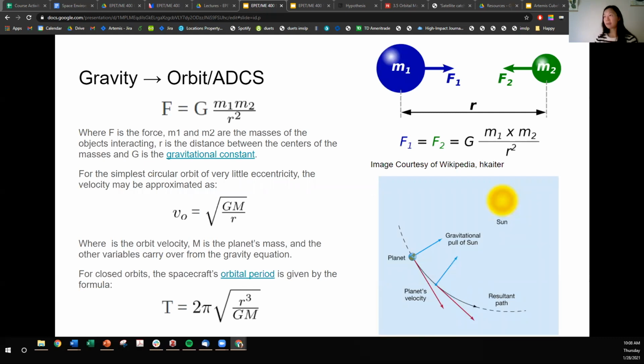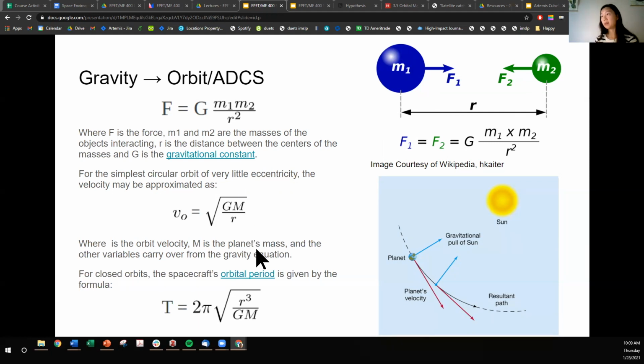All right, so let's revisit gravity. Gravity has this equation for force, where G is the gravitational constant, M1 and M2 are the masses of the objects interacting, and R is the distance between the centers of the masses. So M1 and M2 can be defined as either the planetary body. So in your cases, if we're doing a low Earth orbit, then Earth is the first mass, and then that satellite is going to be the second mass. R is going to be not only your altitude, but also the distance from the center of the Earth to the Earth's surface. So be sure to pay attention to that little nuance.